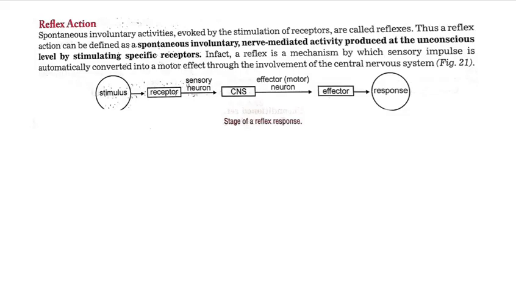Reflex action. Spontaneous involuntary activities evoked by the stimulation of receptors are called reflexes. Thus, a reflex action can be defined as a spontaneous, involuntary, nerve-mediated activity produced at the unconscious level by stimulating specific receptors. In fact, a reflex is a mechanism by which a sensory impulse arising from the sense organ is automatically converted into a motor effect through the involvement of the central nervous system.